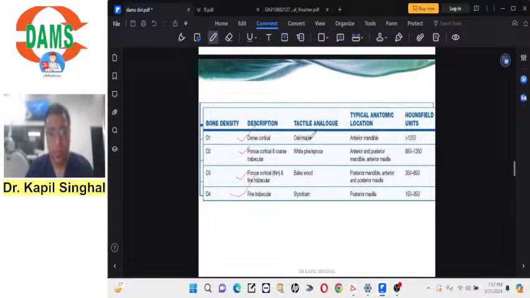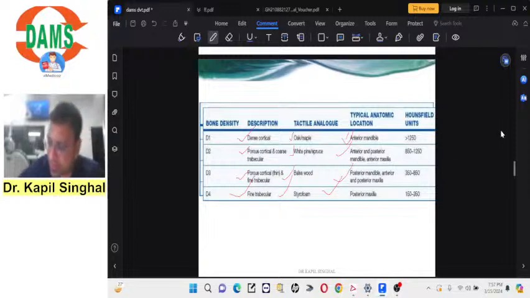Now they ask you, they compare this bone with wood, that which wood does D1 bone resemble, which wood is approximately the same on the basis of strength. So D1 is like oak, D2 is like white pine, D3 is like balsa wood, and D4 is like styrofoam, very soft. D1 is mostly seen in anterior mandible, D2 is seen in mostly rest of the mandible and anterior maxilla, D3 is mostly seen in maxilla, D4 is seen in posterior maxilla.